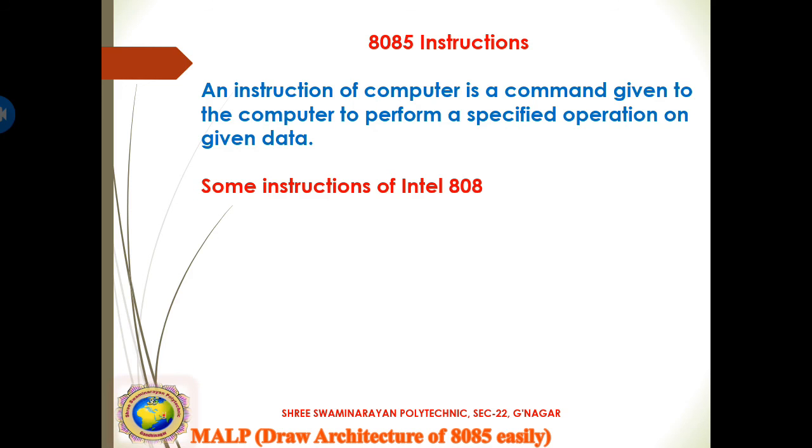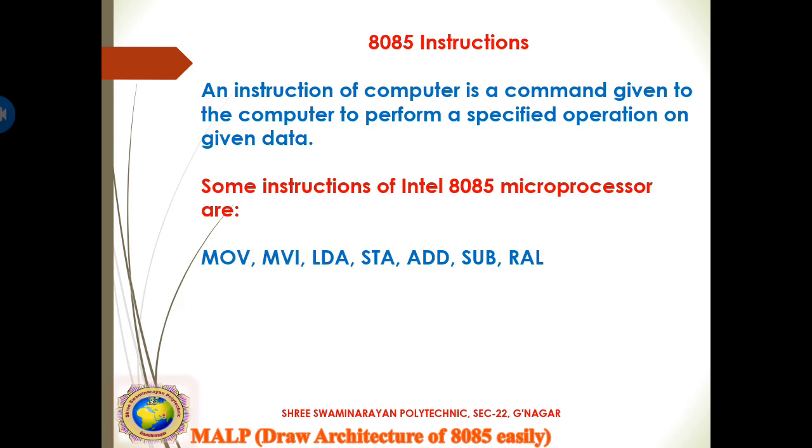Some instructions of Intel 8085 microprocessor are, for example, MOV, move; MVI, move immediate; LDA, load the data in an accumulator; STA, store data from an accumulator; add, subtract, rotate, then INR, MVR, etc. So many instructions are there. I just give you some simple examples of a few instructions.